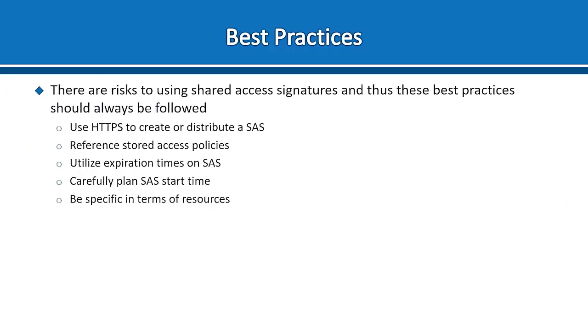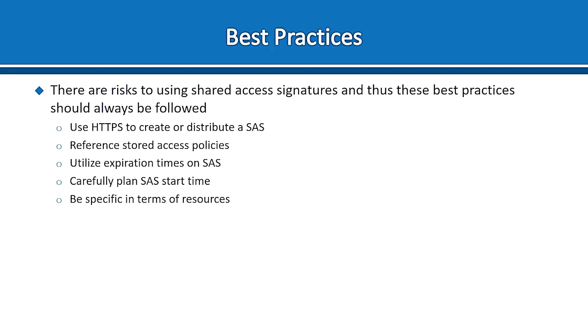There are some risks with some of these methods of securing storage, specifically with shared access signatures, as we noticed there. This is basically just a key that can be used to access. It does not try to identify who's accessing the data. The fact that you have that key means that you have access. So a couple of recommendations if you're doing that. All right, always use HTTPS to create or distribute it, because if it's passed over HTTP, then it's in clear text and it can easily be compromised.